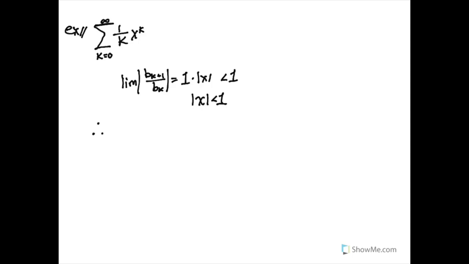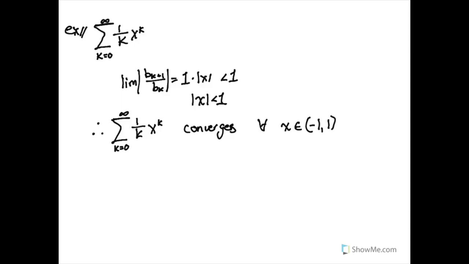So therefore, the series from k equals 0 to infinity of ak, which should be 1 over k times x to the k, converges for all x such that absolute x is less than 1, which is just equal to for all x in the interval minus 1 to 1.